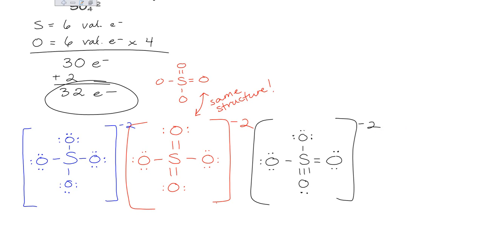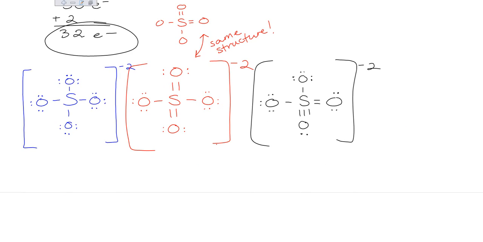Here's how formal charge works. For convenience, let's call these oxygen A, B, C, D. I'm going to do this to all of them: oxygen A, B, C, and D, and oxygen A, B, C, and D. Okay, so we need to assign formal charges.